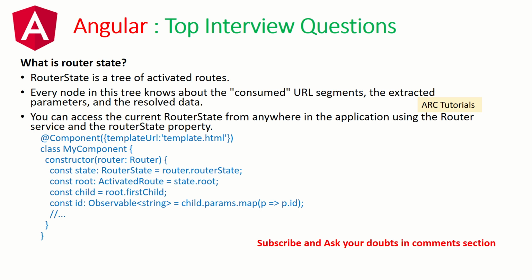So remember, whenever we want to get any router information, be it router state or activated route, we can get it all by injecting router in our constructor. In any component or service, you can inject router like how it is shown here, and we can just say router.routerState. We will get the router state as well as the activated route. So that's a simple way to extract router state as well as activated route using the router that we inject in the constructor.